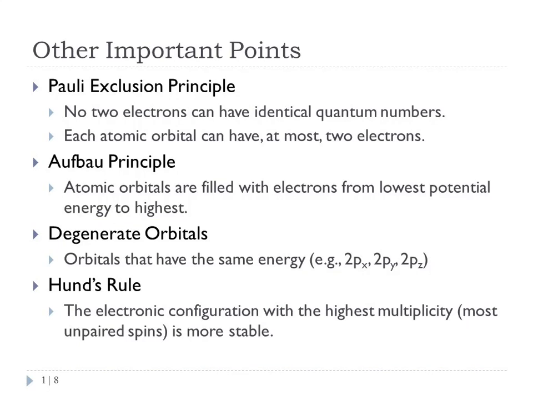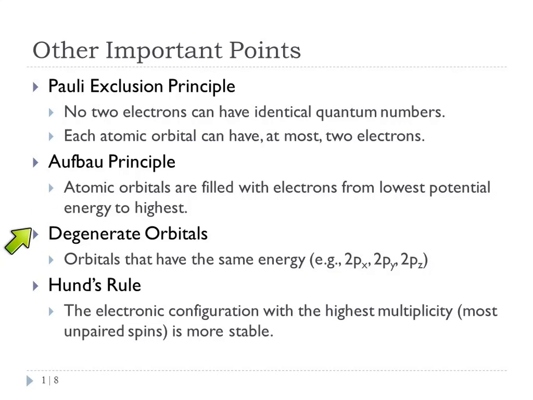Here are some other important principles that may or may not have been emphasized in your previous chemistry class. The Pauli exclusion principle tells us that no 2 electrons can have identical quantum numbers. And the important takeaway from this is each atomic orbital can have at most 2 electrons. You just can't have more than 2. The Aufbau principle tells us that the atomic orbitals are filled from lowest energy to highest.